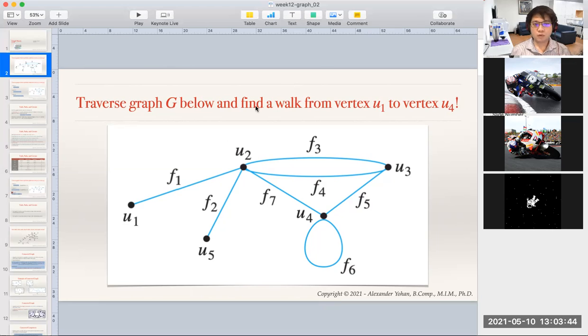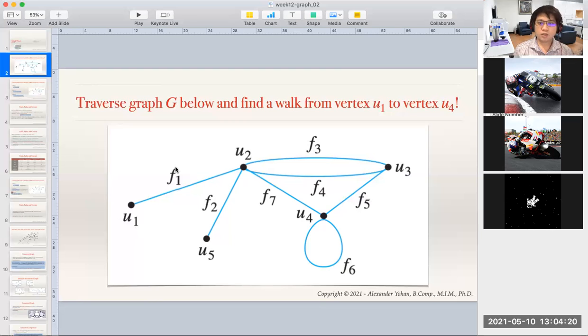U1, F1, U2, F7, U4. Right, so this is one of the most straightforward ways. Thank you, Kathleen. So one of the routes would be from U1 to F1, and then U2 to F7, and then we get to U4, the destination. In here, U1 is our start vertex or initial vertex, and U4 becomes the terminal vertex, or the end point, the end node.